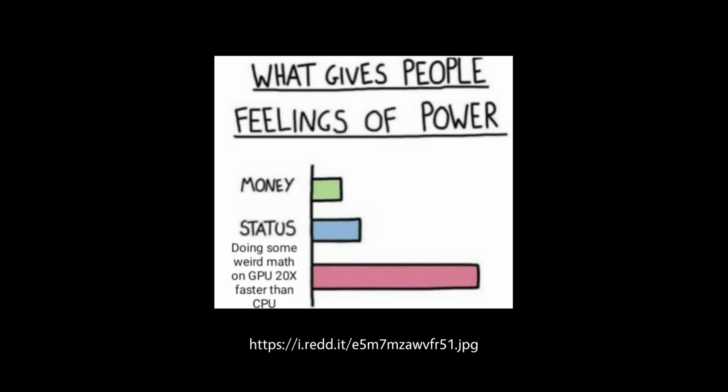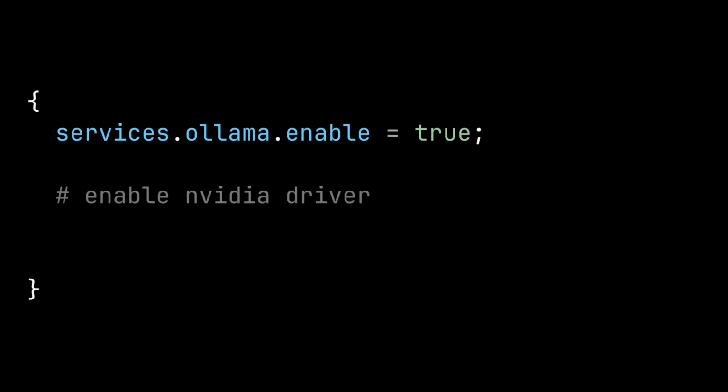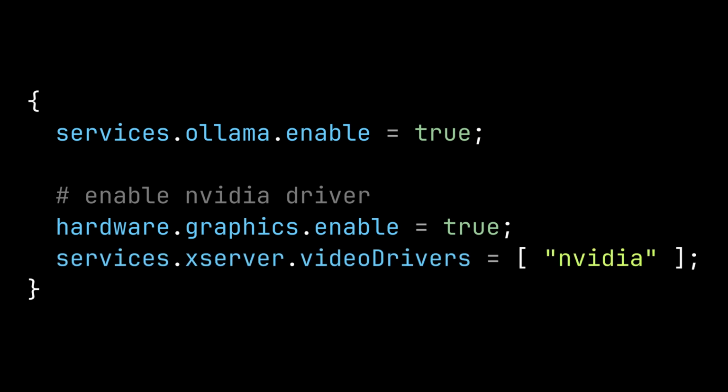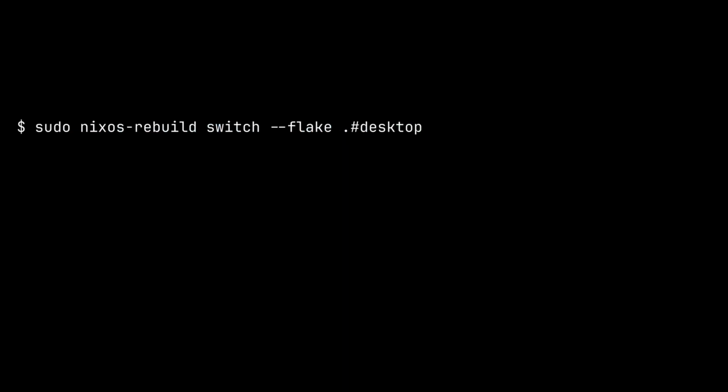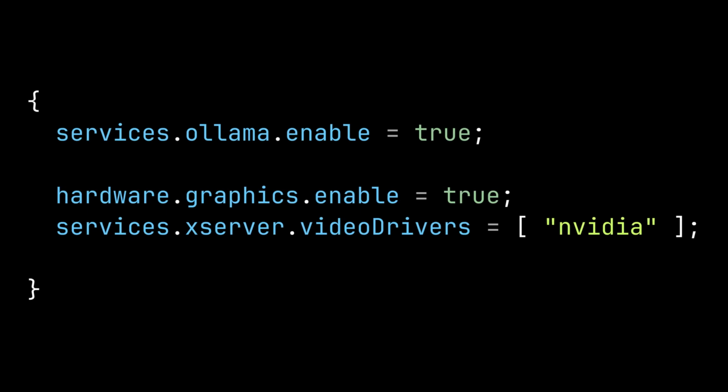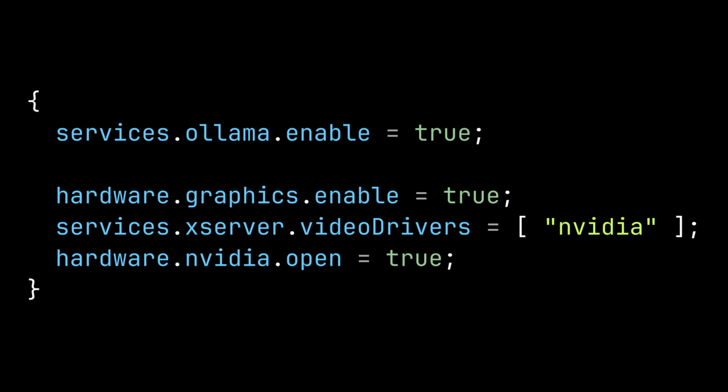If you use an Nvidia GPU and want to utilize CUDA acceleration, you need to enable the Nvidia driver first. You can do that by setting hardware.graphics.enable to true and services.xserver.videodrivers to nvidia. When you run the nixos-rebuild command, you might see an error message saying that you need to use the open version of the driver. In that case, follow the instruction and set hardware.nvidia.open to true.